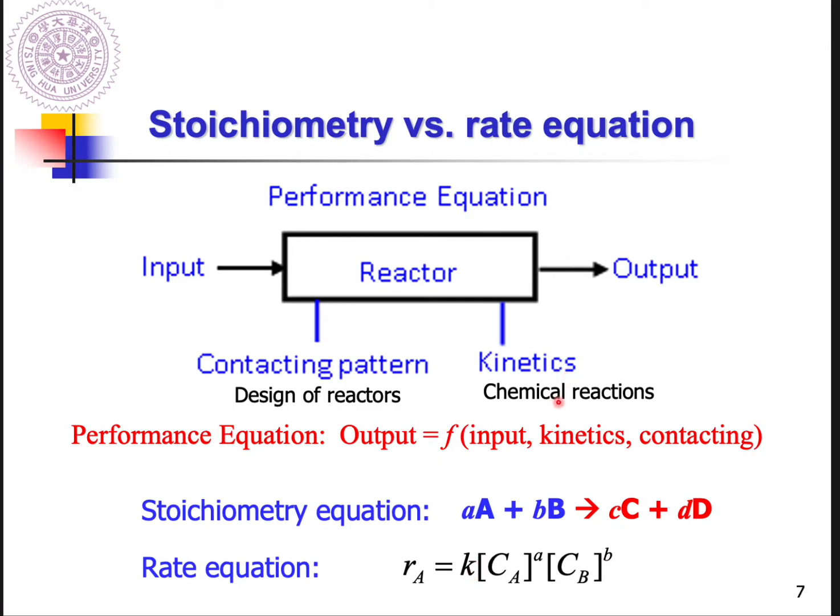So the kinetics, what kind of chemical reaction you choose for these equations. The performance of these chemical equations means the output of these chemical reactions will depend on what kinds of reactants you choose, what's the rate equation for this specific chemical equation, and what's the contacting pattern between the reactants.